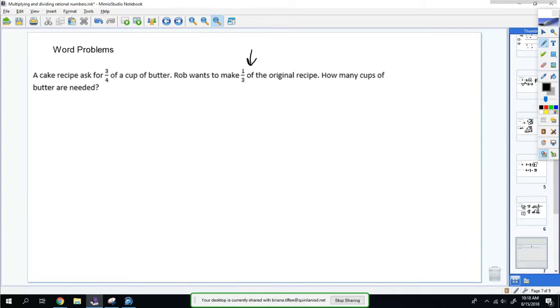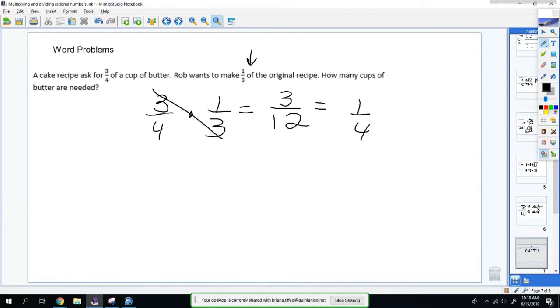Okay, of in math means multiply. So you can do 3/4 times 1/3. Of a number means to multiply. So all you have to do is multiply straight across, and you get 3/12, which also can be reduced to 1/4. If you wanted to reduce before you multiplied, you just cancel out the 3's.